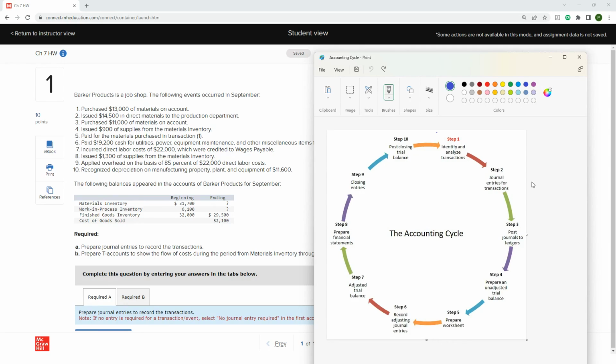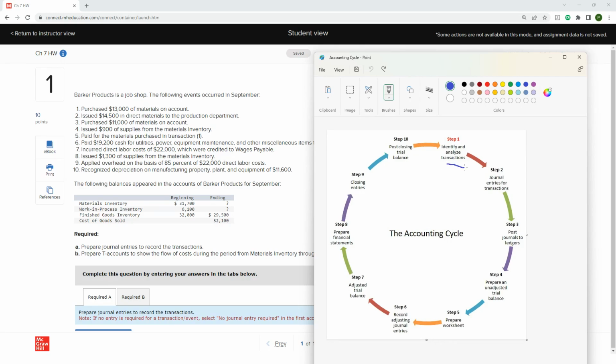So for step 1, you're going to analyze and identify transactions. What does that mean? That means that there are some events in a business that have an accounting effect and some don't. So we have to identify which ones have an effect, and then we determine which accounts they affect and what the amounts to be recorded will be. So first step is to identify a transaction.